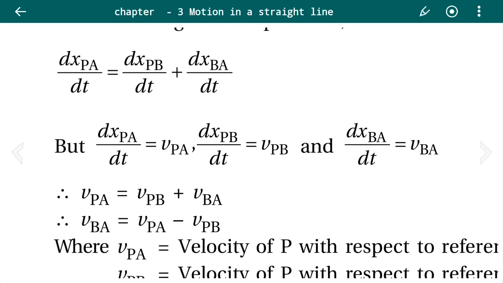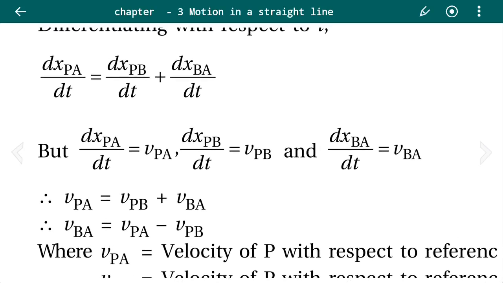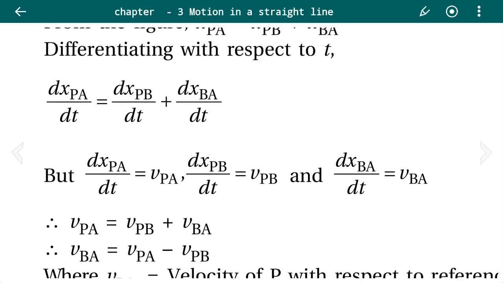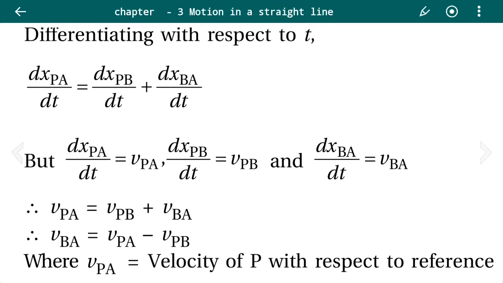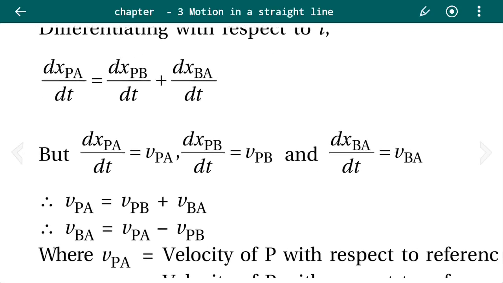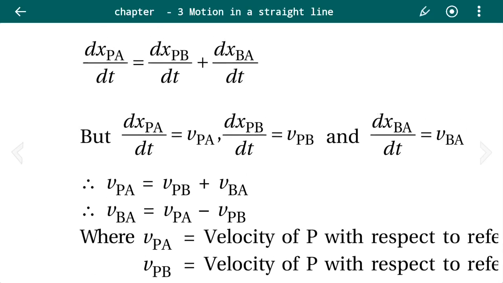So that is vPA. In the same way, dx by dt for the particle P with respect to B, that is dxPB upon dt equals vPB. So vPB over here is velocity of the particle P with respect to B, and dxBA upon dt equals vBA. So vBA here indicates velocity of B with respect to A.